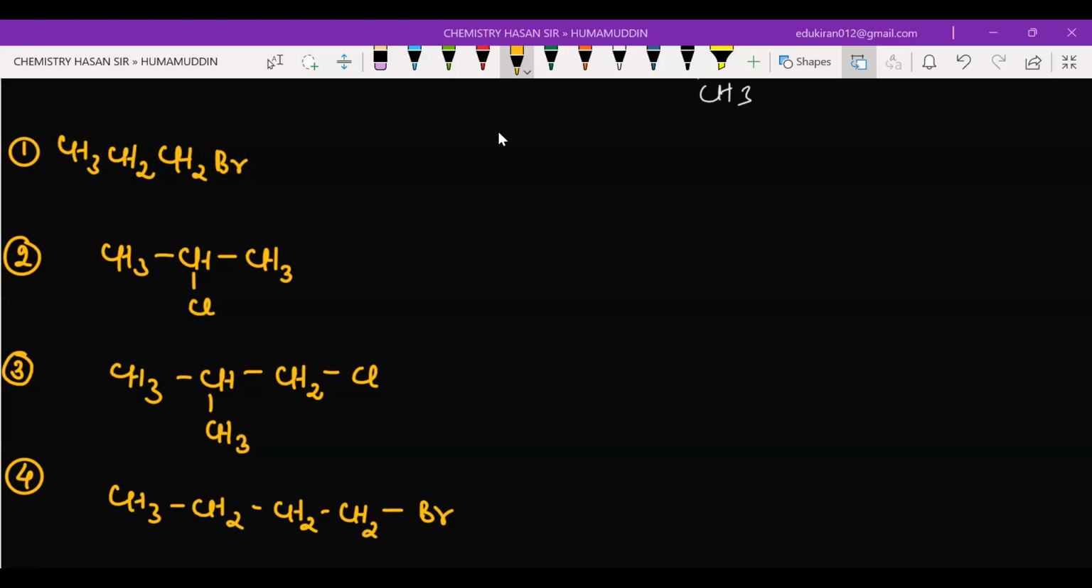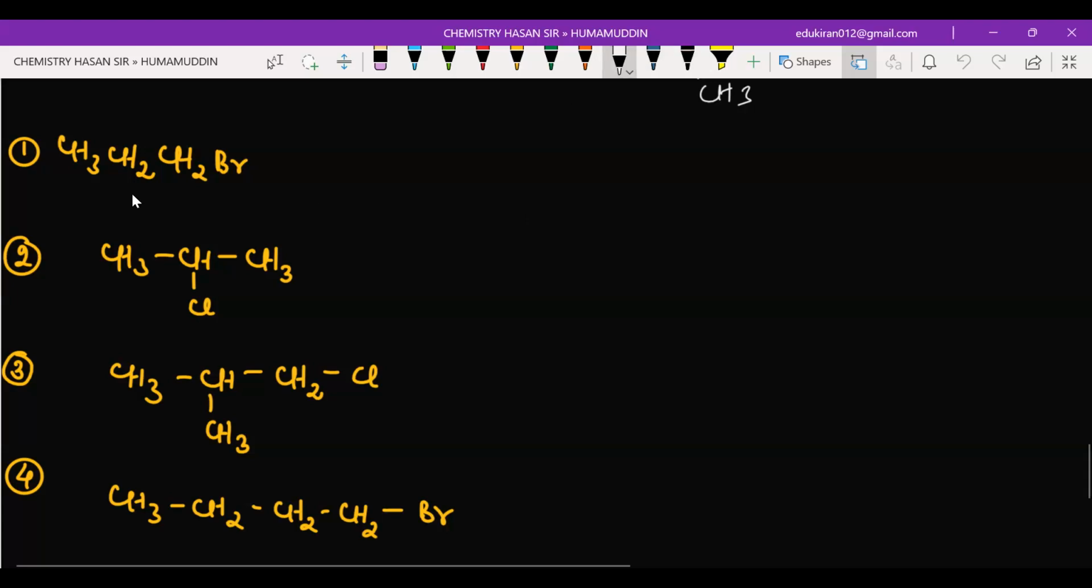Very good, Austin. The first one is correct. The second one is also correct. The third one is also correct. And the fourth one is also correct, bromobutane. Okay, what about you, Humam? Are you able to solve this or not? Not a problem, just let me know. Not really. Okay.